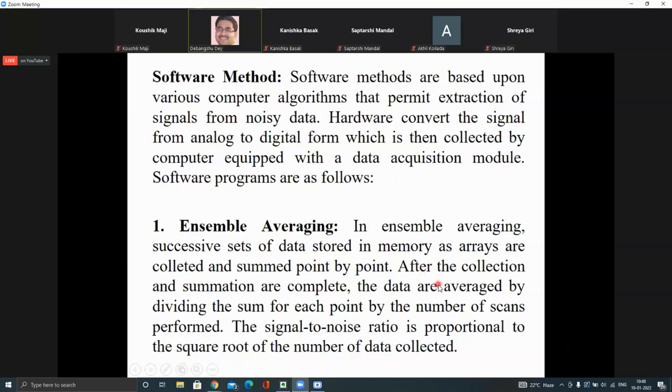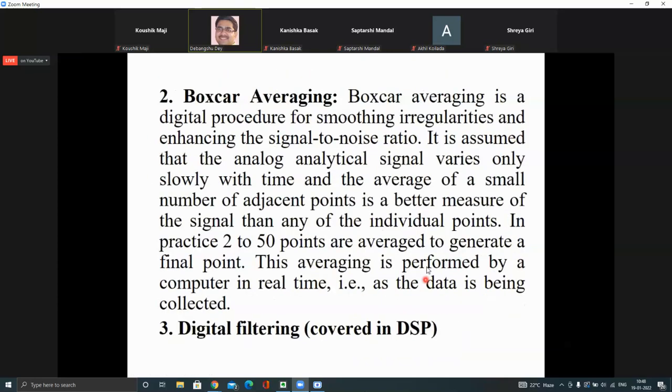And there are software methods also. They are hardware filters, but they can be implemented in software also. Say, boxcar averaging or ensemble averaging. What is the difference between boxcar averaging and ensemble averaging? Say this is a signal, V versus t. So you are having a signal like this.